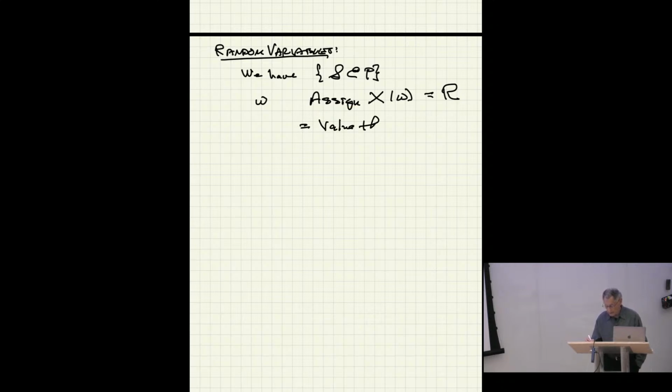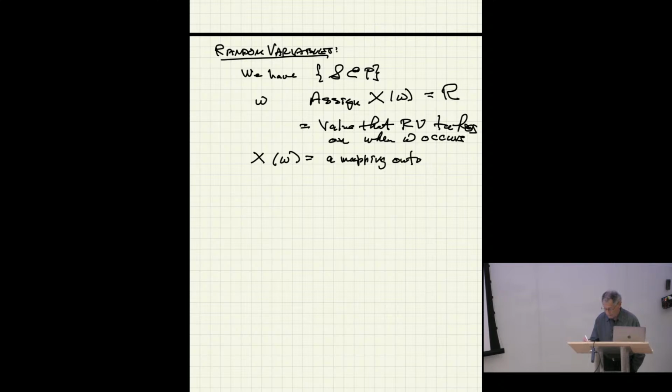Namely, some sample point is chosen, and I want to assign a number to that sample point. I want to assign a number I'm going to write as X as a function of the sample point, and it comes from the real numbers. It's basically the value that the random variable takes on when omega occurs. So in some sense, this thing called X of omega is essentially a mapping on the sample space.